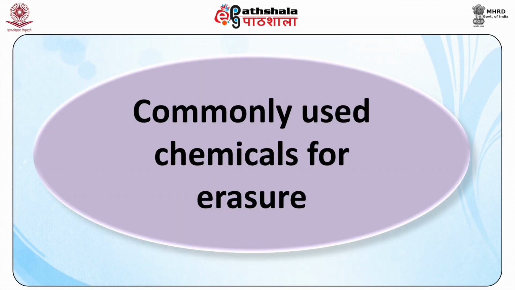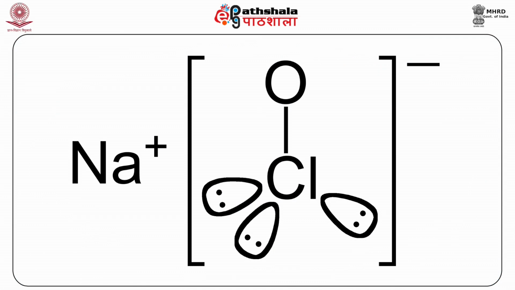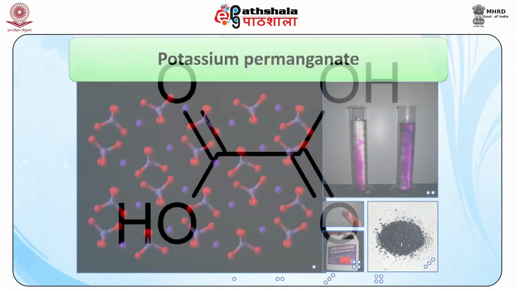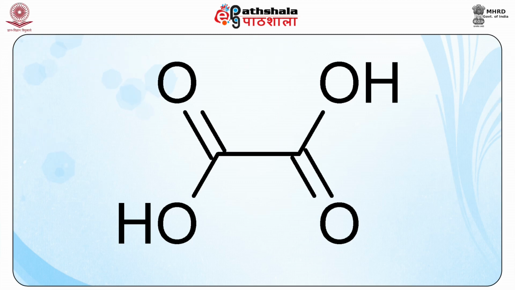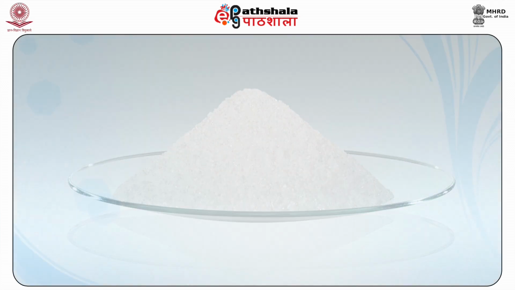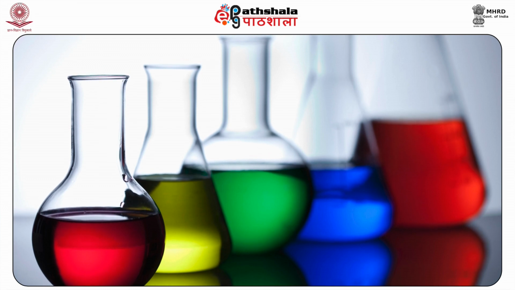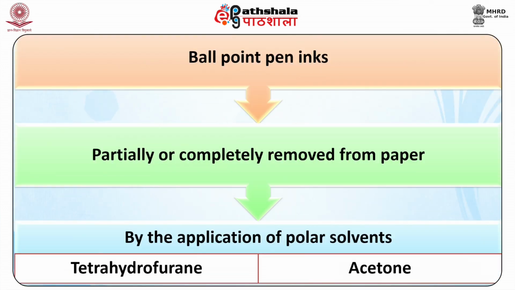The commonly used chemicals for erasing are sodium hypochlorite, potassium permanganate, oxalic acid, stannous chloride solution and sodium tungstate. Chemical erasure can also be done with suitable solvents. Ballpoint pen inks can be partially or completely removed from paper by the application of some solvents like tetrahydrofuran or acetone, etc.